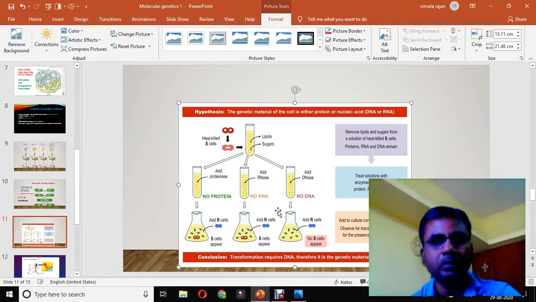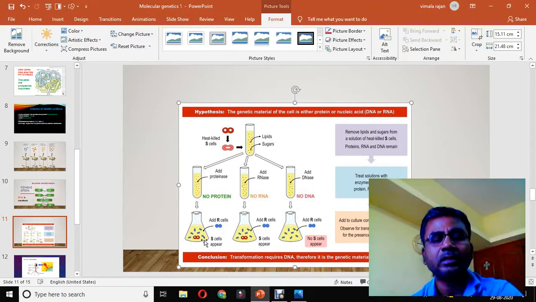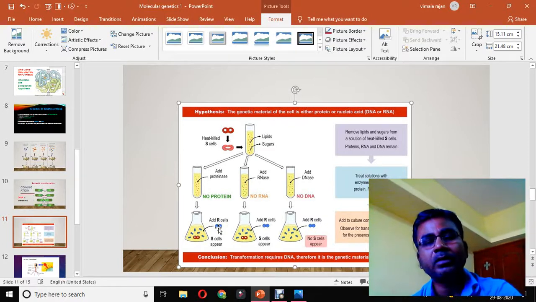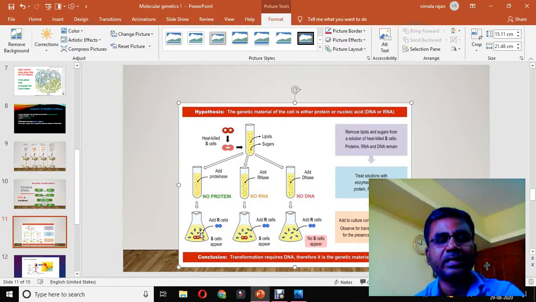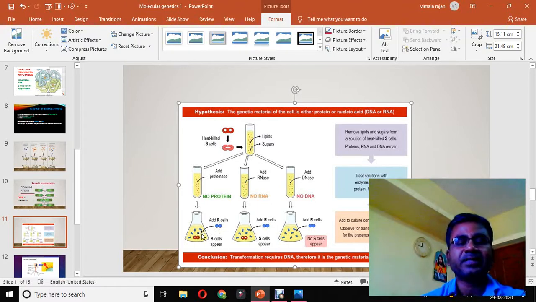Okay. Now these samples are taken in the conical flask. In each conical flask, they are adding R strain of bacteria. The blue color bacteria is actually R strain, that is rough strain. Initially we took only S strain. Now we are adding R strain to each conical flask. Once it is added to the conical flask, what must take place? Bacterial transformation must take place.